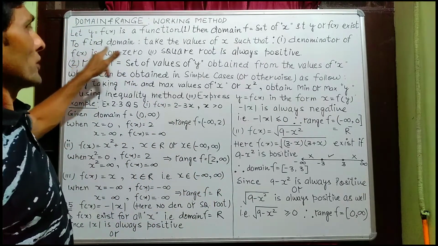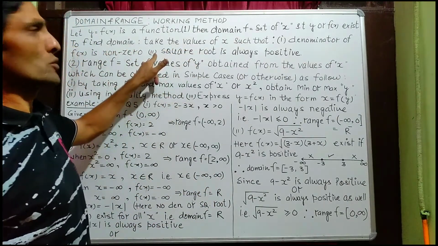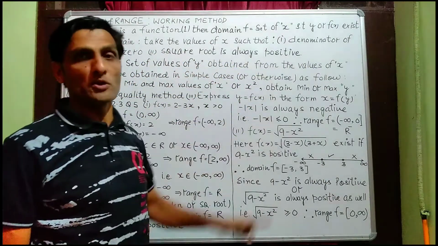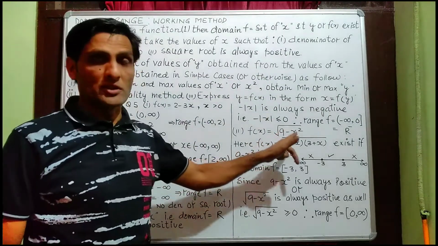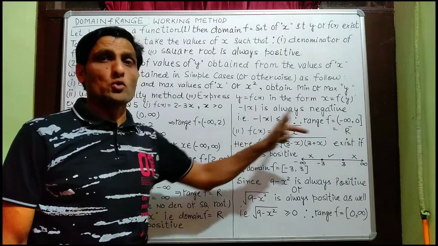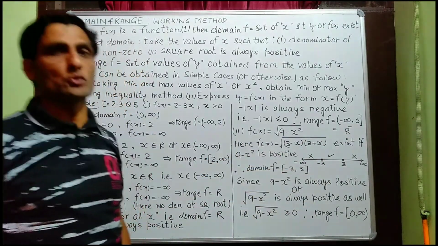Because to find the domain, this is the second point, you have to take the value of x in such a way that the square root is always positive, and the square root will be positive if 9 minus x square is positive. In this way you can take the value of x as minus 3 to 3.